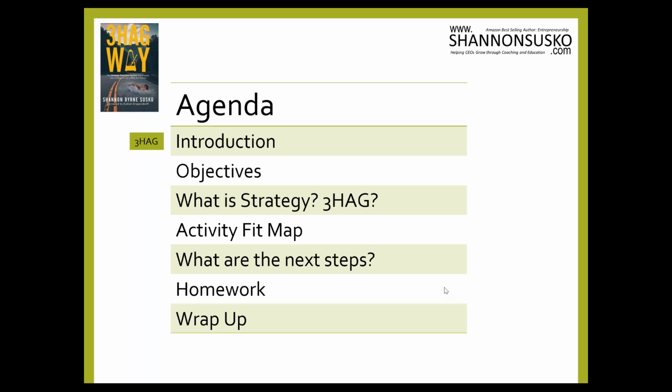So similar agenda as other sessions, do a quick intro, set out the objectives, always go back and make sure we clearly understand what our definition of strategy is, what a 3-year highly achievable goal is, our 3HAG, and then we'll dig right into picking up from where we left off last time, which we ended up on the attribution framework, and moving forward to the activity fit map. Then we'll talk about next steps and homework and wrap it up.